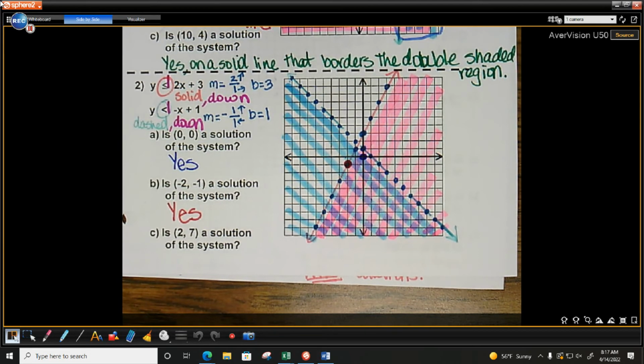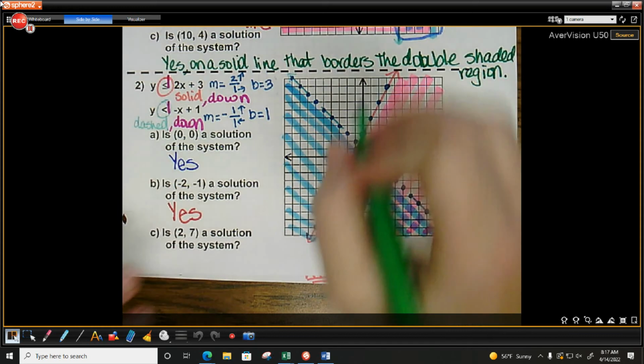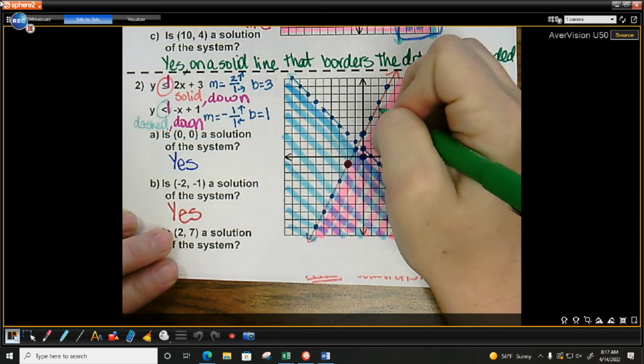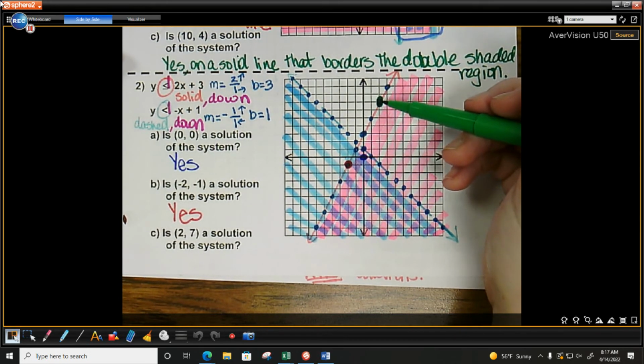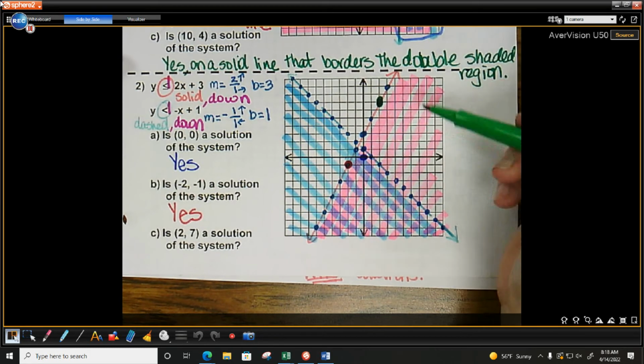Okay? How am I going to plot the point 2, 7, Thomas? Right 2, up 7. There you go. So it's on a solid line. So points on a solid line are solutions. Is this going to be a solution though, Thomas? Is it bordering the double shaded region? No. So is it going to be a solution? No. It is a solution to the pink inequality, but it is not a solution to the system because it is not bordering the double shaded region.